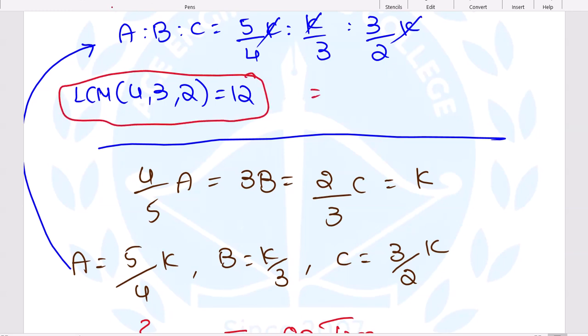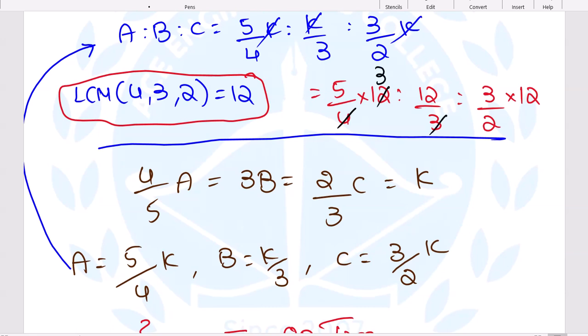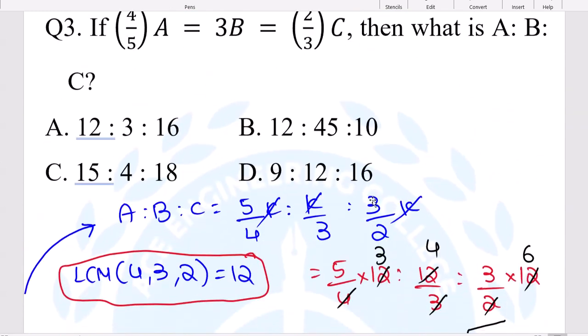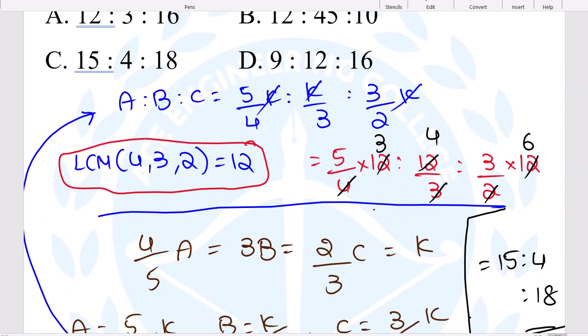We multiply every term with 12. 5 by 4 into 12, next is 12 by 3, next is 3 divided by 2 into 12. Here we got 15, this is 4, and this is nothing but 18. So 15, 4 and 18 is the required ratio. Ratio must be positive and it must be integer. So we'll see the option available is C, 15, 4 and 18.